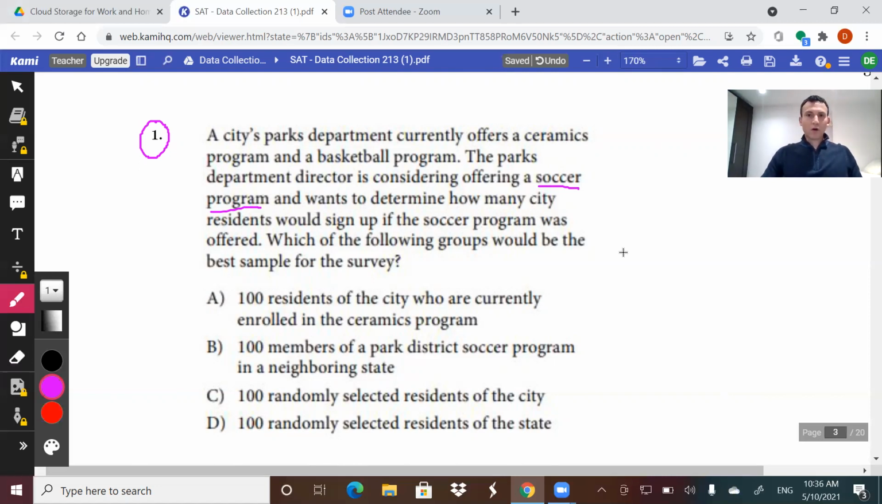Okay, so essentially, we have to see what this person's trying to figure out. So he wants to determine how many of the city residents. So his population at large is the city residents as a whole.